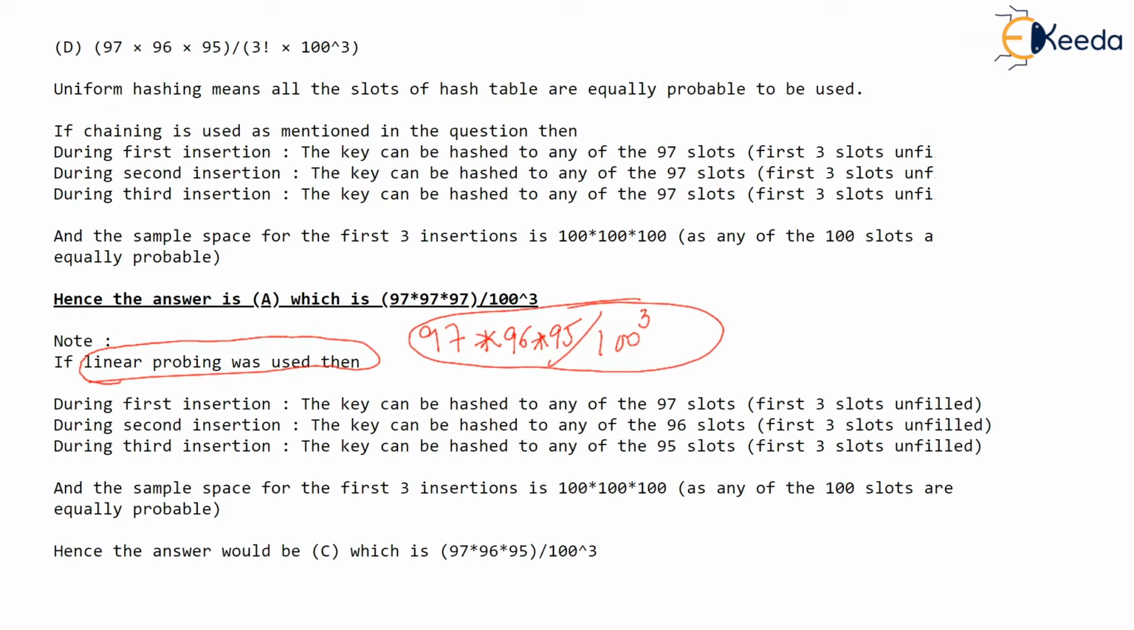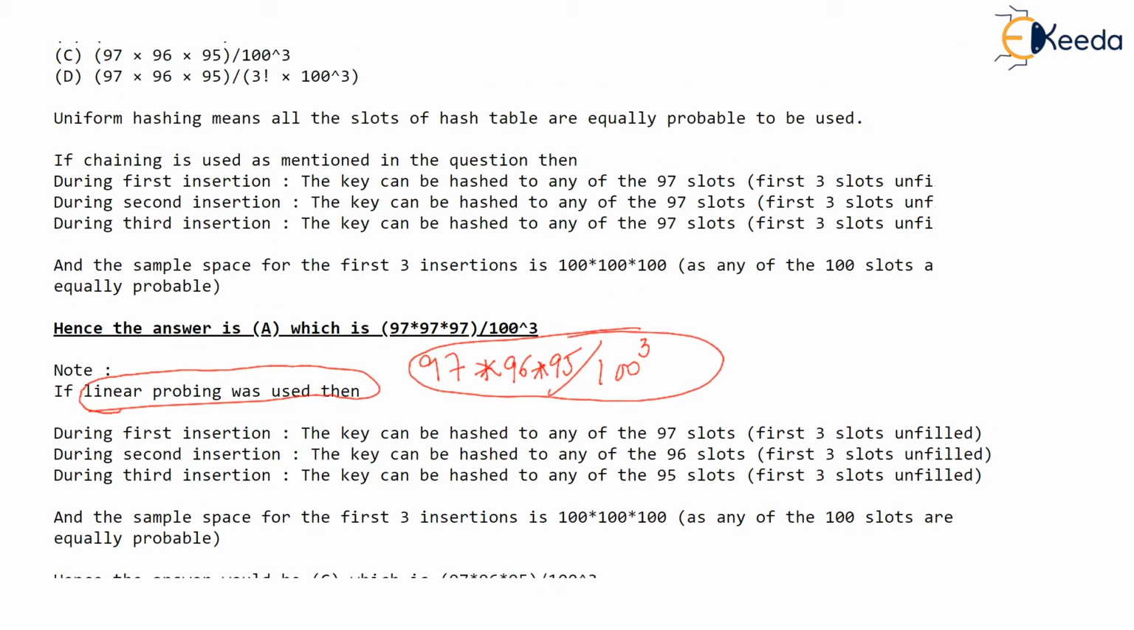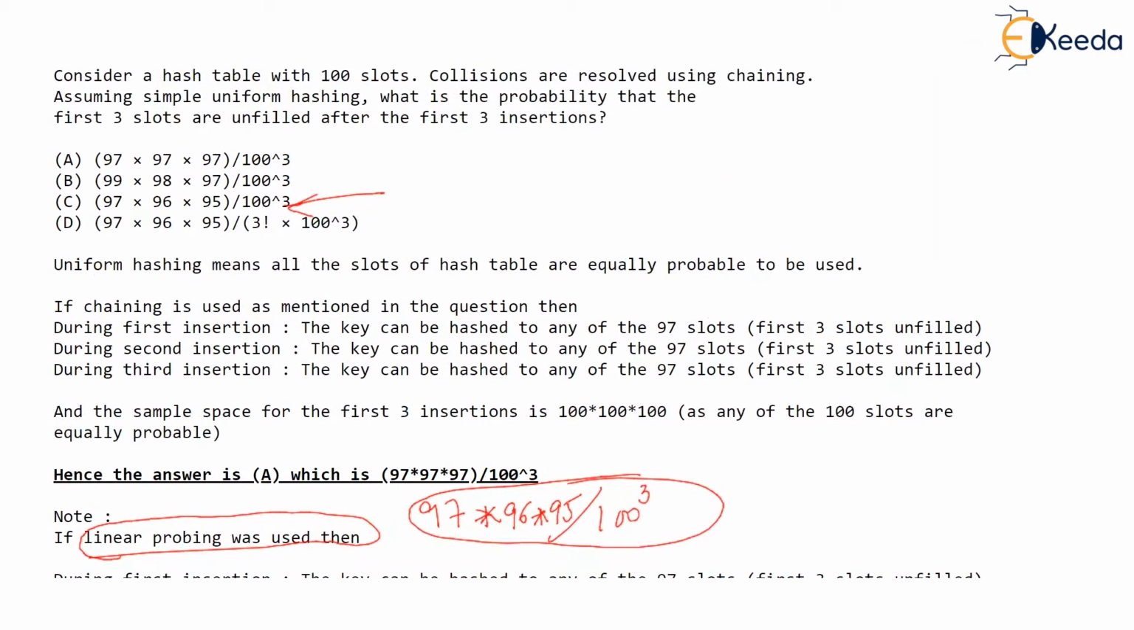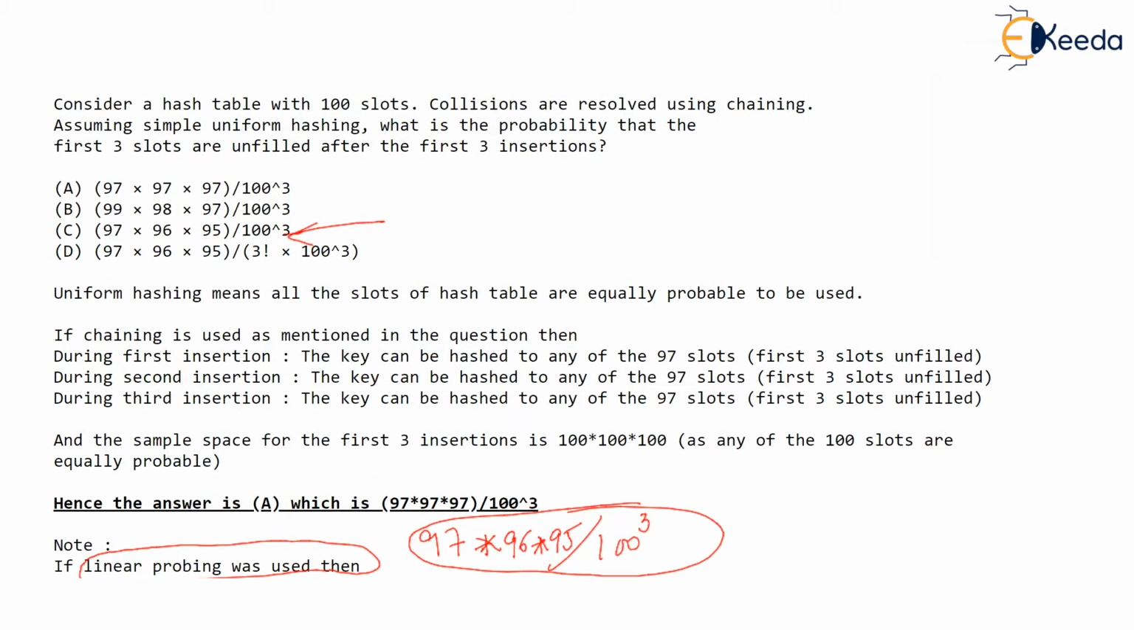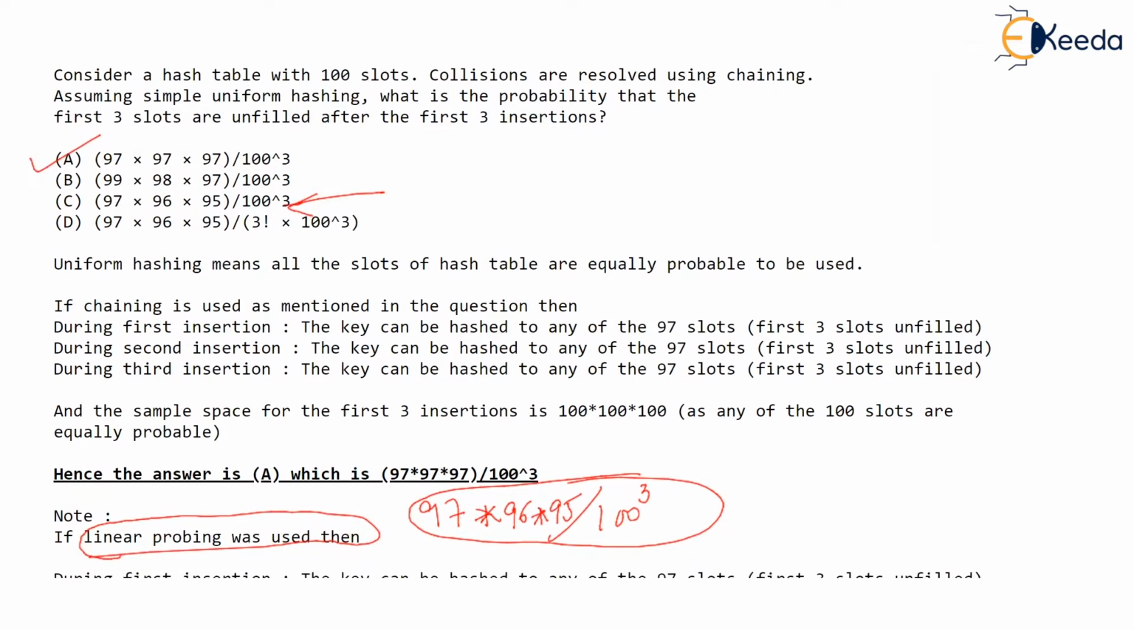Anyway, I don't think this option was there. Oh, good Lord, look at that. Option C. Anybody would feel that this is the correct option, but the trick here was about the chaining. We can use the same slot again and again by extending the linked list. So each time we had 97 slots. So option A is correct. I hope you agree.